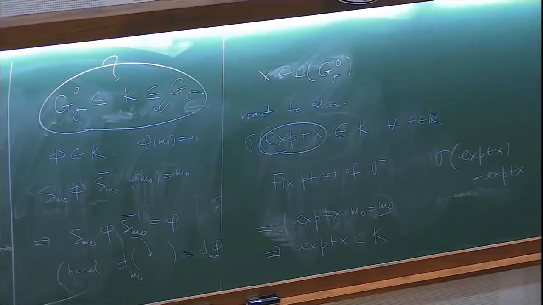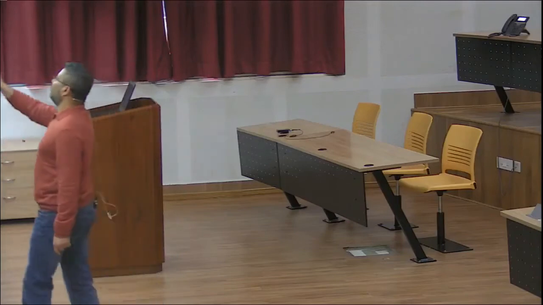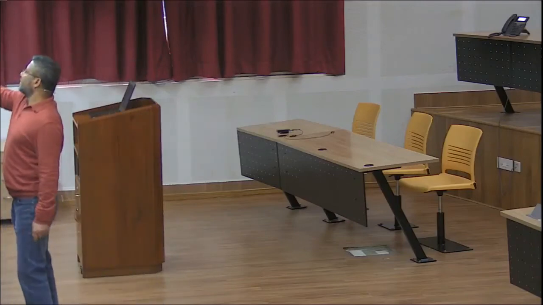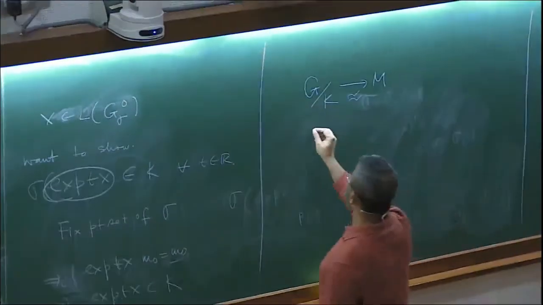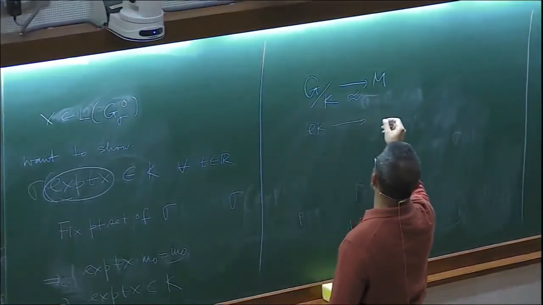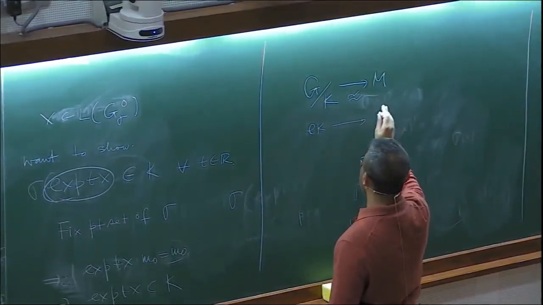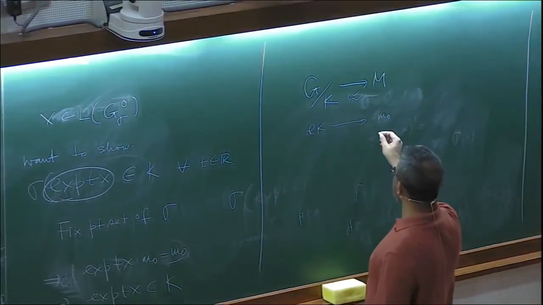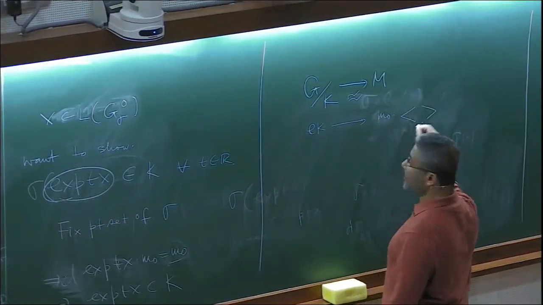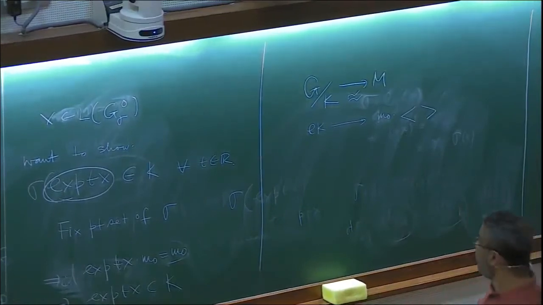So what do I have to prove now? I have to give you an inner product which is Ad K invariant and so on. So pull back. So I have this G mod K to M. It's a diffeomorphism, and eK goes to that preferred point that I started with, M naught. And via this diffeomorphism, I have an inner product from the Riemannian metric. I pull back.